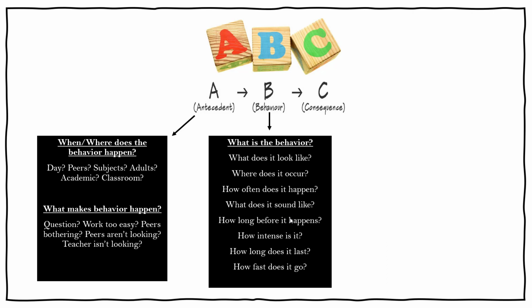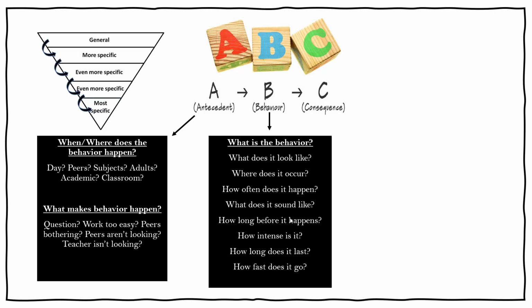What makes the behavior happen? What triggers it? Did the teacher ask the kid a question? Were peers not looking at the learner? Was the teacher not looking at the learner? So you're looking at where the behavior occurs and what is actually triggering it. Within your questions, we typically go from really general to more specific. You want to get as specific as possible, but you'll start general. So you might say, when does the behavior occur? Does it occur in the morning or the afternoon?